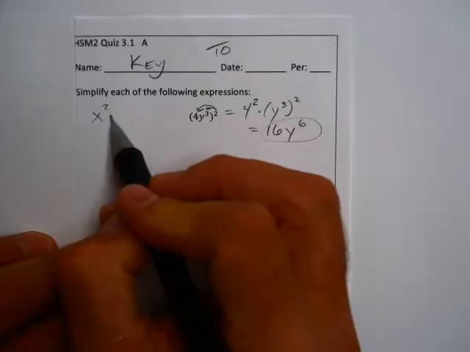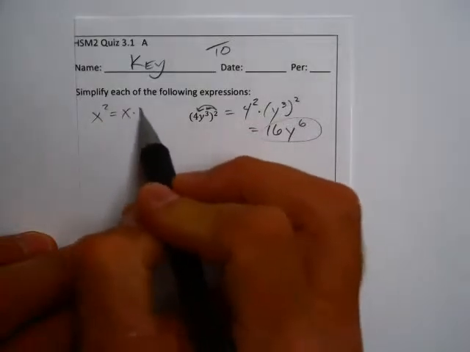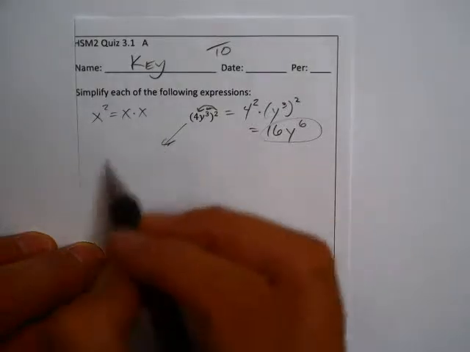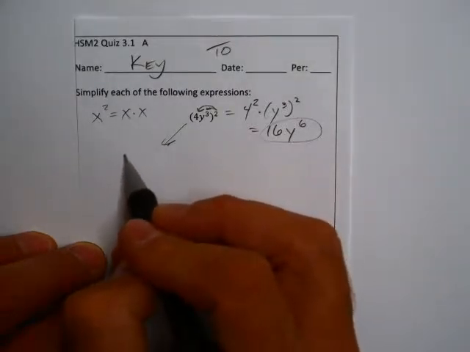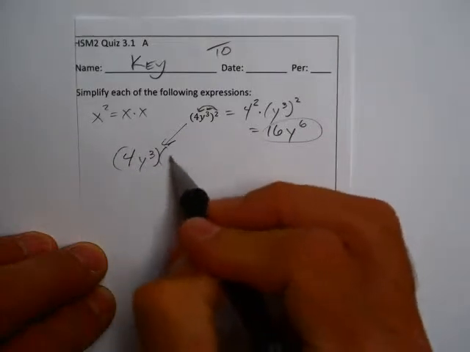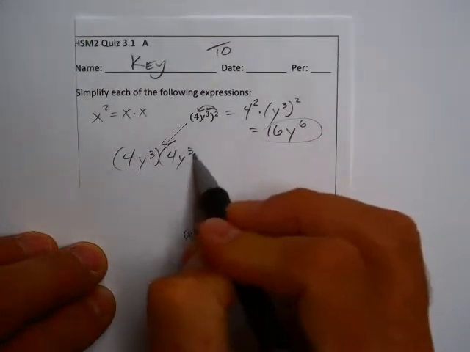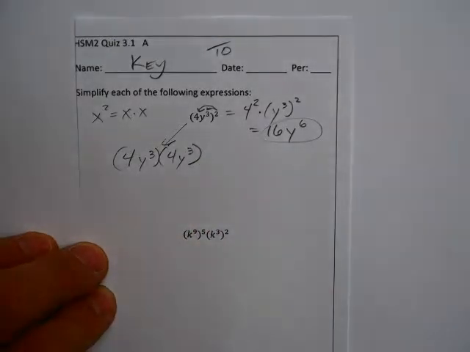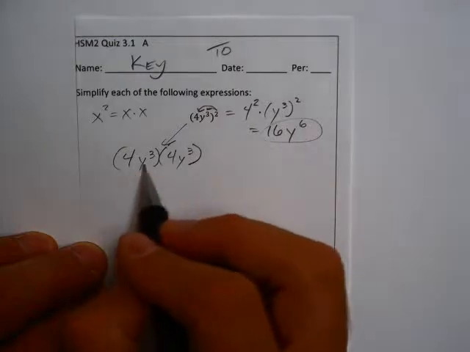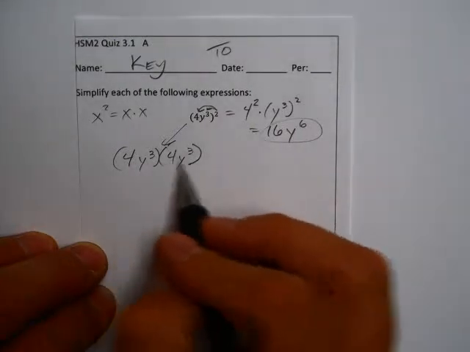simple. If I write x squared, I can write that as x times x. And so I can rewrite this. And this is for those that might be struggling with why this works. I've got 4y cubed times 4y cubed. Now, this is all multiplication. The 4 is multiplying the 3 y's here, and this 4 is multiplying 3 y's here.